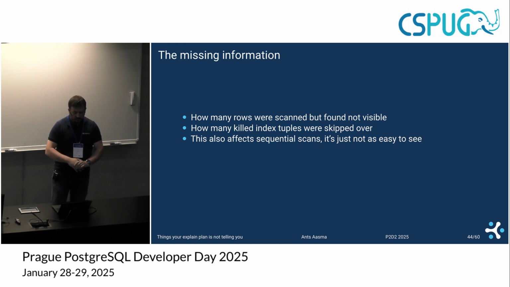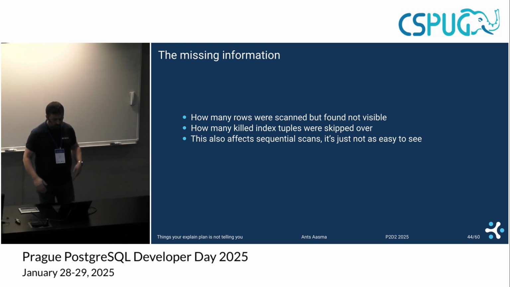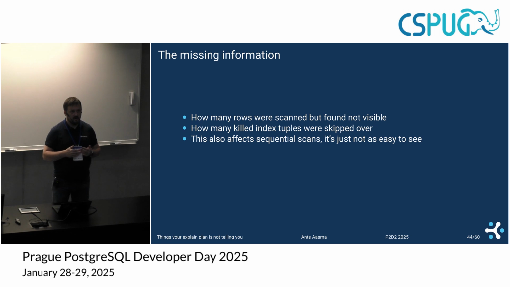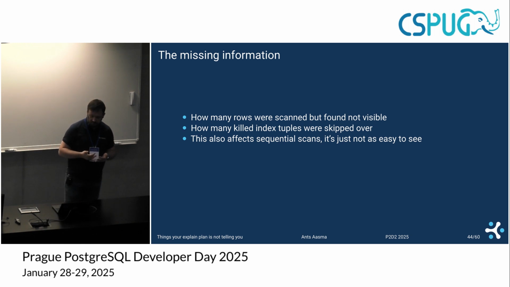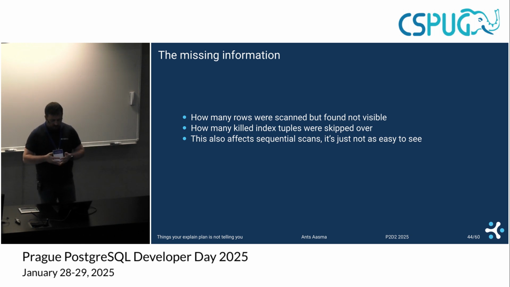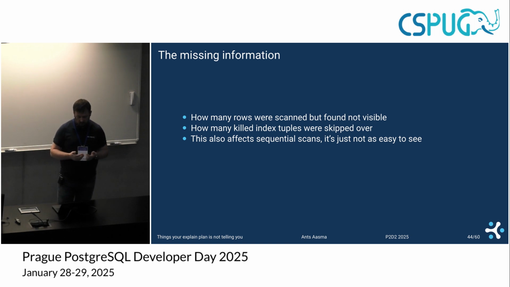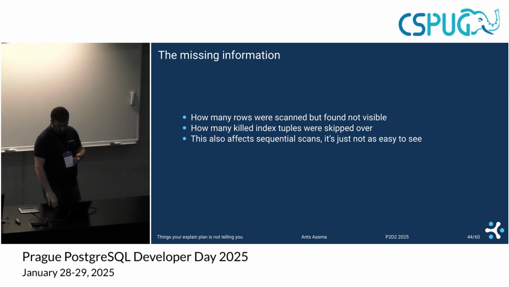So what was missing from our explain? Ideally, we would want to see how many rows were actually scanned but were not visible to us. So right now we are only seeing rows that we actually found that are visible to our query, but we might have been looking at many other rows. It would be nice to see those. Some insight into how this index killed tuples thing works would also be nice. So if we are scanning index tuples and we see that we don't have to follow it, would be great. Or if we did have to follow it and it was killed, again, good information.